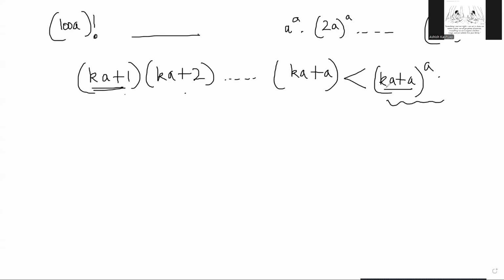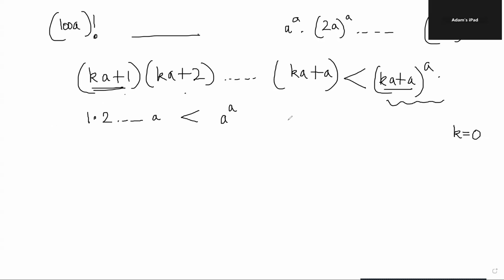If I put a value of k, I will start getting 2a, 3a, 100a. Do you understand? So for example, if I put k is equal to 0, I will get what here? I'll get (a plus 1) times... till a, which is less than a power a, right?